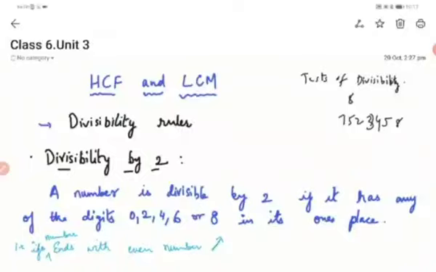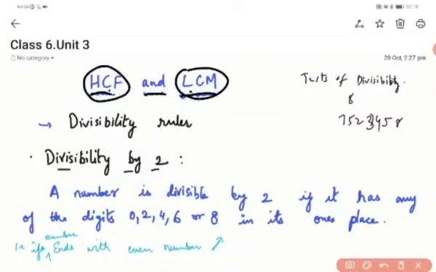Okay, students, today we are going to start with our unit 3, and this unit is very important, or you can say we are going to play with numbers in this unit. Okay, and the name of this chapter is HCF and LCM. HCF means highest common factor, and LCM is least common multiple. You'll come to know about these terms when we move on further.